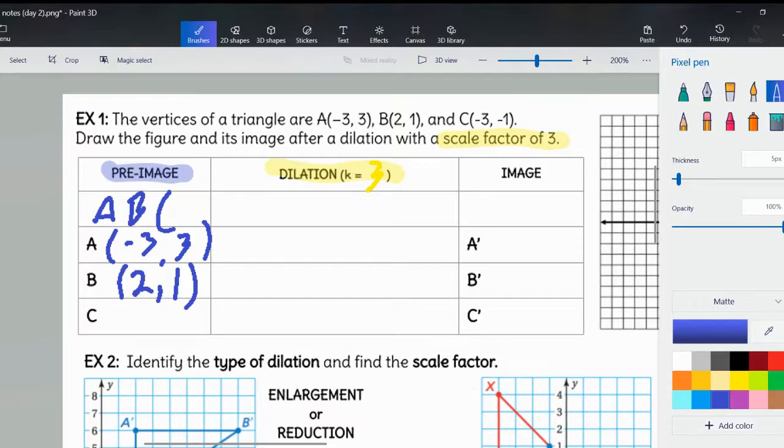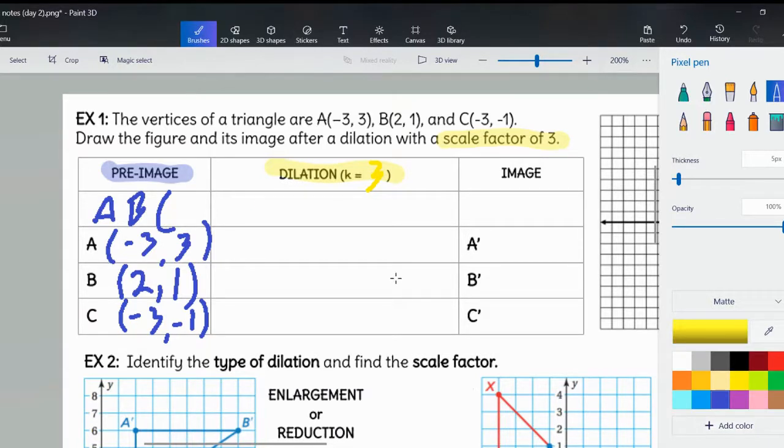And point C, -3, -1. It's going to be in our fourth quadrant in the bottom right because they're both negative. Sorry, our third quadrant in the bottom left because they're both negative. For dilation, the rule for it is going to be X times 3 and Y times 3. The reason that's the rule is because we have a scale factor of 3.